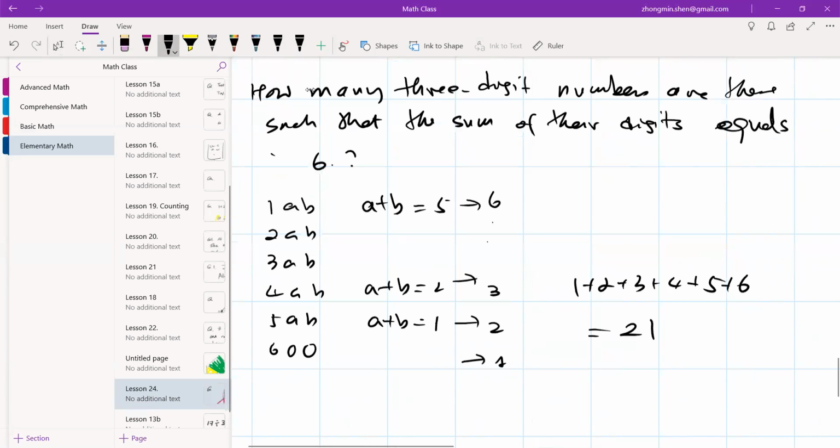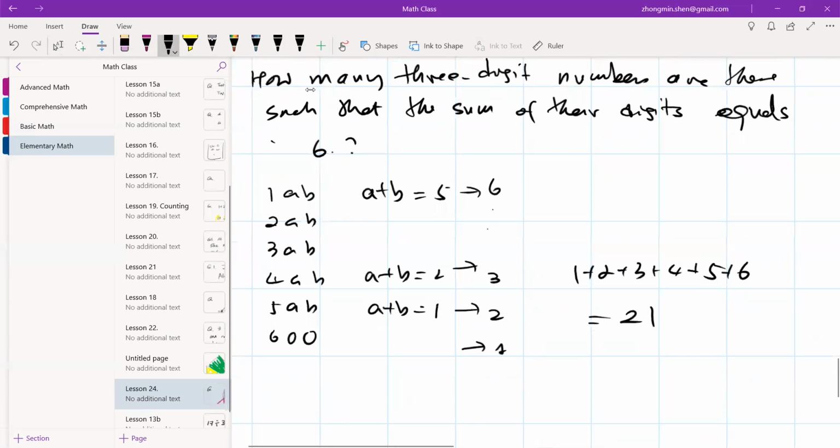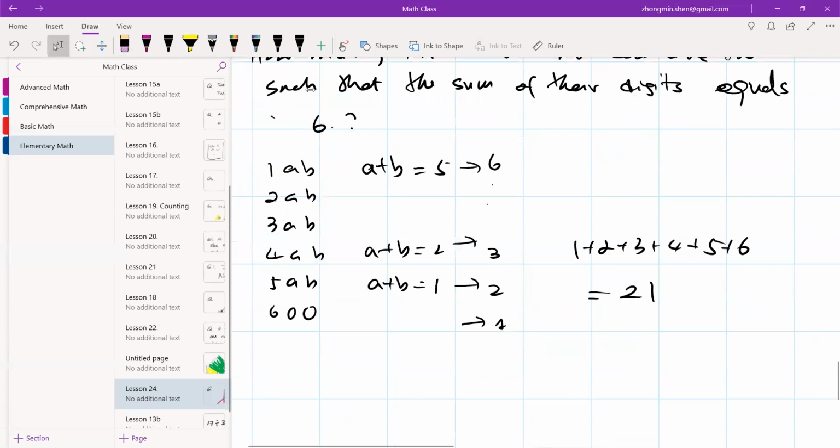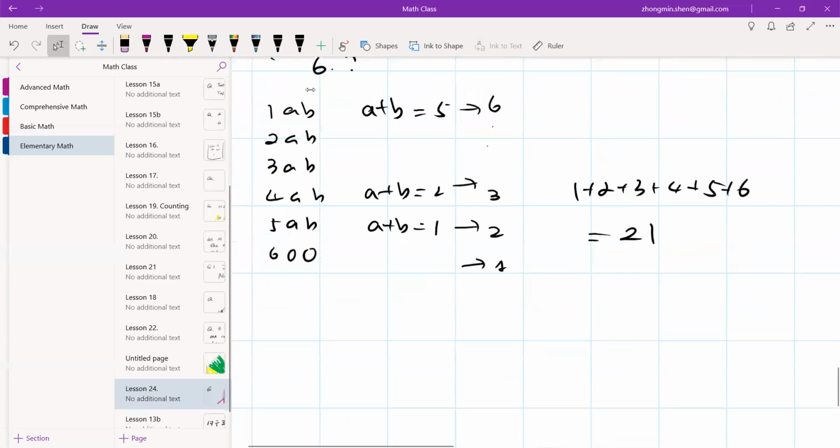Okay. So you know how to do it. Yeah. A plus B equals 1 because A could be 0. That's the reason that is going to be. That's why you have to.